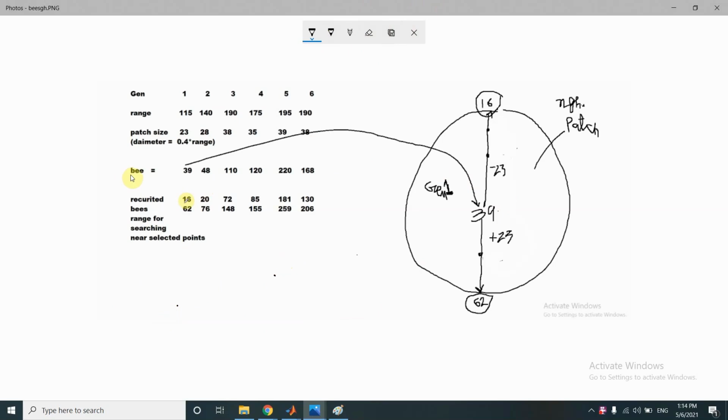Right, so suppose this is the elite bee that has returned, and new bees are sent to the neighborhood of that site. Now, as we saw earlier, for this first dimension the patch size was 23, and the patch range within which the new bees will take up the position is given by this. For the first dimension it is between 16 and 62, for the second dimension it is between 20 and 76, and so on, and for the last dimension it is between 130 and 206.